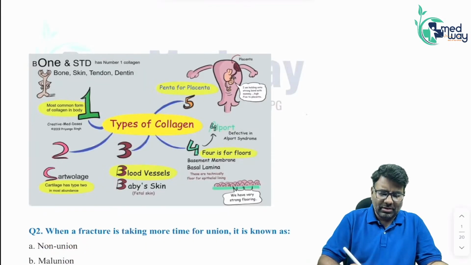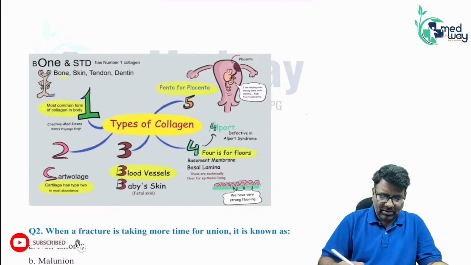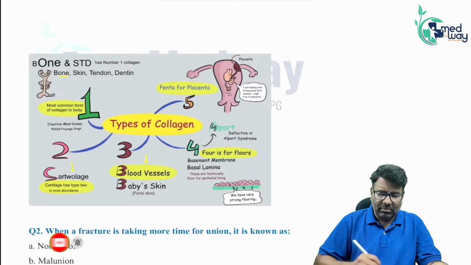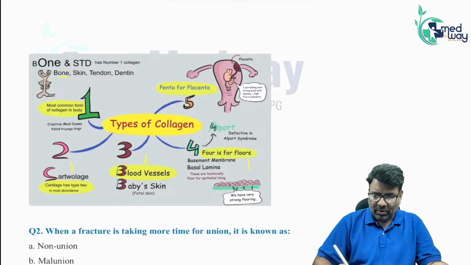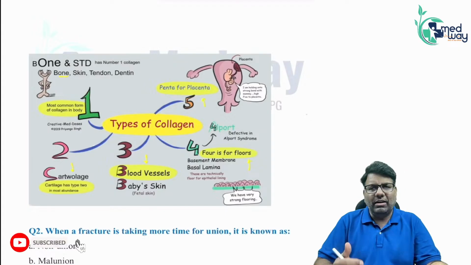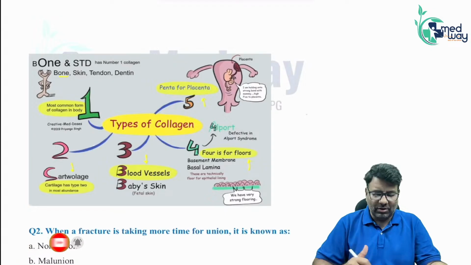Just to summarize, type 1 in bone, skin, tendon, dentin, type 2 in cartilage, type 3 especially in blood vessels, and type 4 in the basement membrane, and type 5 is penta, or you can remember it for placenta. So these are the different types of collagen.